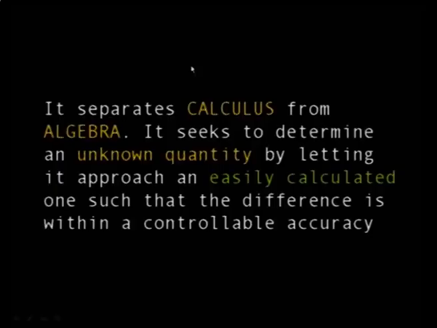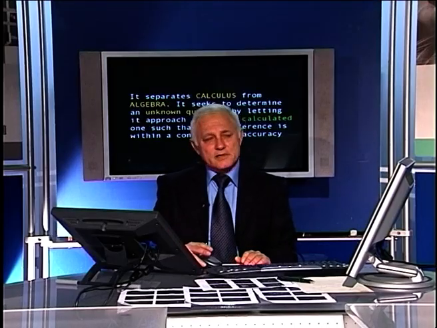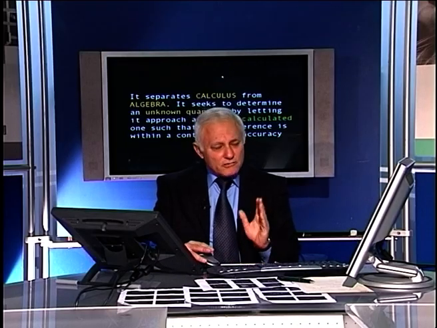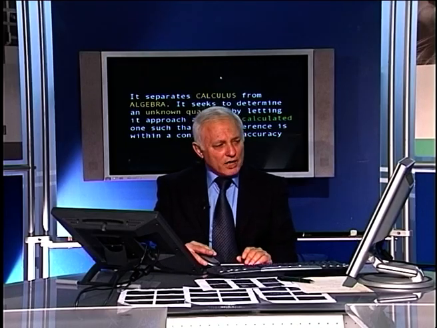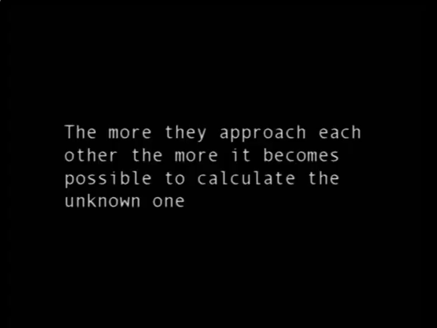It separates, first of all, this is the beginning of calculus, because before that, you of course use many pre-calculus topics, such as algebra, functions, etc., but when you start with limits, it means that you start with calculus. So it separates calculus from algebra, and it seeks to determine an unknown quantity by letting it approach an easily calculated one, such that the difference is within a controllable accuracy. Now, the more they approach each other, the more it becomes possible to calculate the unknown one.